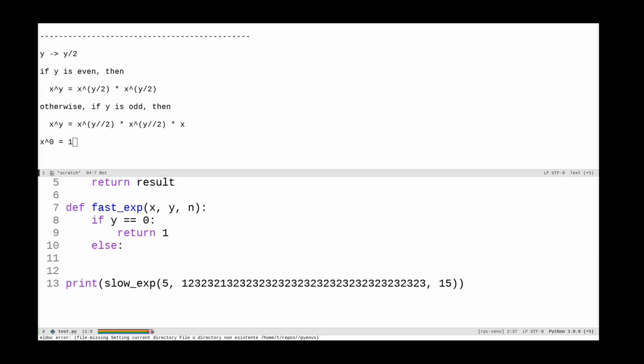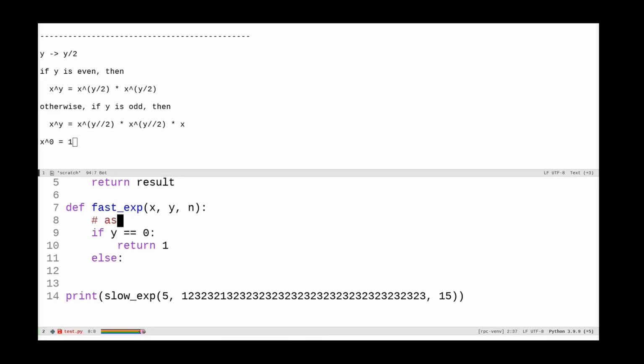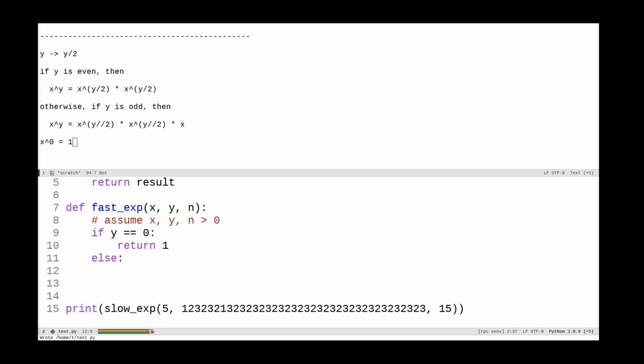Otherwise, I know that y is greater than 0. Of course, here we assume y is greater than 0. We assume that everything is greater than 0, actually. So this is our base assumption. So if y is not 0, it's something greater. So what do we do? Well, we compute an intermediate value by calling the fast exponentiation function with the same base, but now the exponent is going to be y divided by 2. So it's going to be halved.